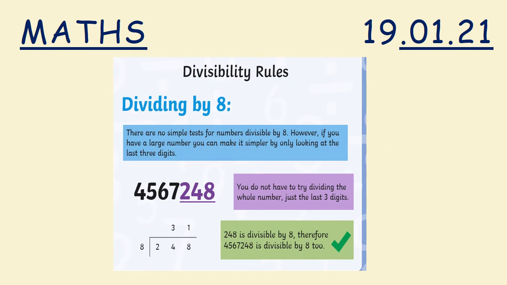Dividing by 8. There are no simple tests for numbers divisible by 8. However, if you have a large number, you can make it simpler by only looking at the last 3 digits. 2, 4 and 8. You do not have to try dividing the whole number, just the last 3 digits. So 248 is divisible by 8. Therefore, this large number, doesn't matter what number it is, is divisible by 8 too.